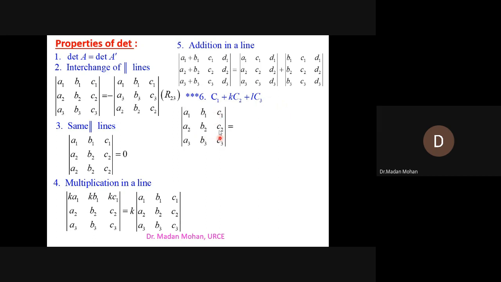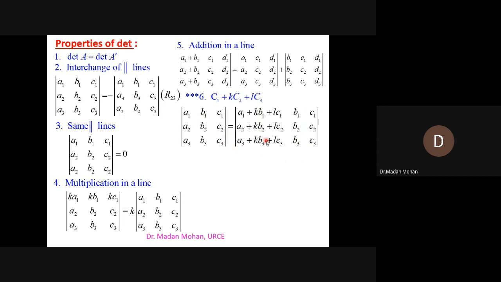Here small c means entries, here capital C means columns. I am replacing the first column with the first plus k times second plus L times third. The second and third columns stay as they are. Now these two determinants remain the same.